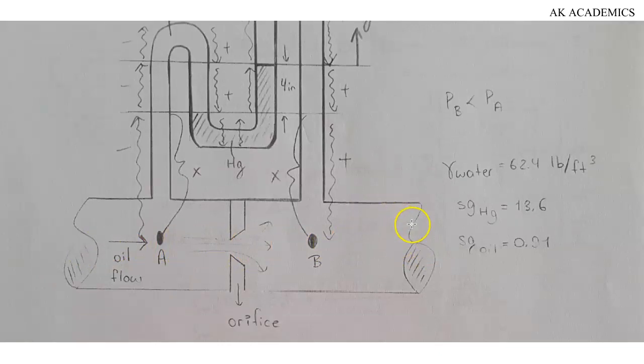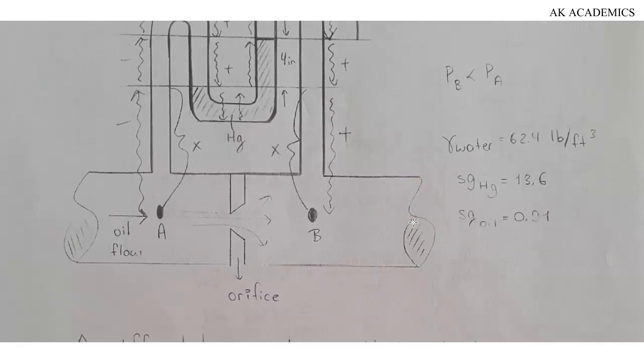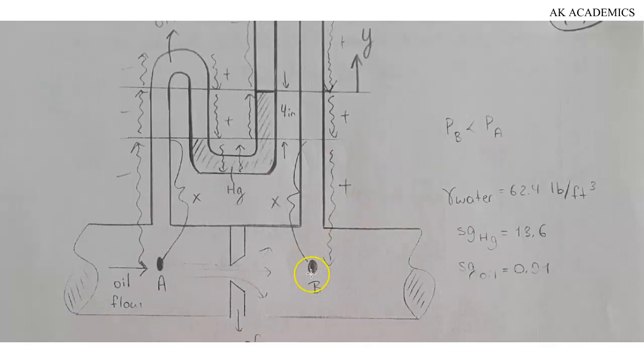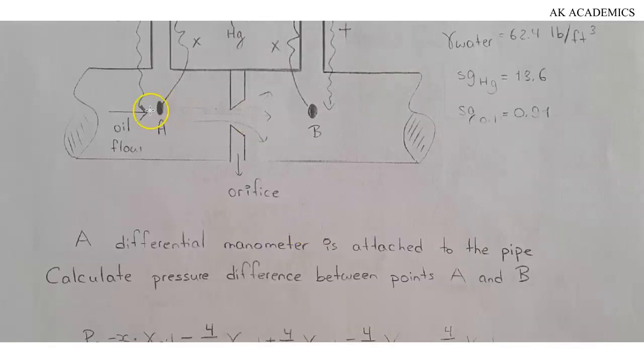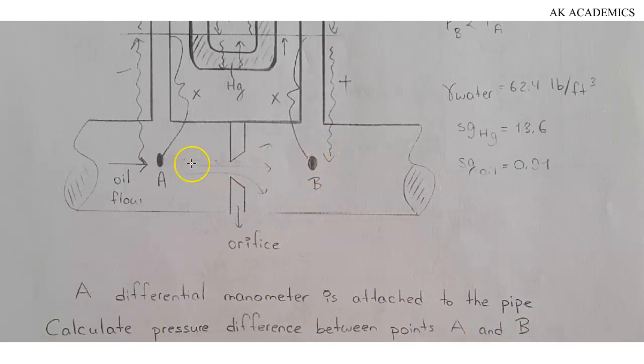All right. So what we are looking for is the pressure difference, and it has been stated that pressure at point B is less than pressure at point A. Okay, and this looks more like a differential manometer. So a differential manometer is attached to the pipe as shown above. Calculate the pressure difference between points A and B. Pressure at point B is less than pressure at point A, just like we have been calculating right from when we started our explanations and calculations. So we are looking for PA minus PB.